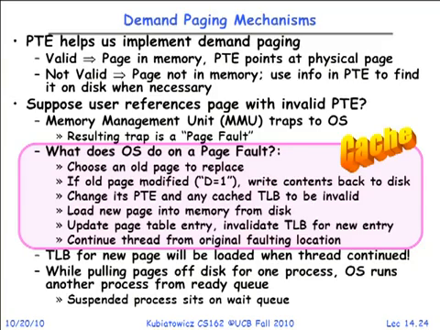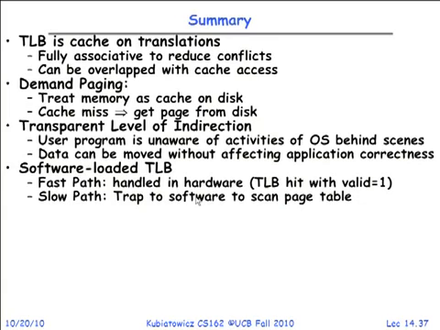Okay? We talked about this interesting thing about a software-loaded TLB where the fast path is handled in hardware, that's a hit, and the slow path is a trap to software to actually do the page table scan. This is project 3. You get to do this. Okay? Yay. And next time we'll finish up and talk about precise exceptions.